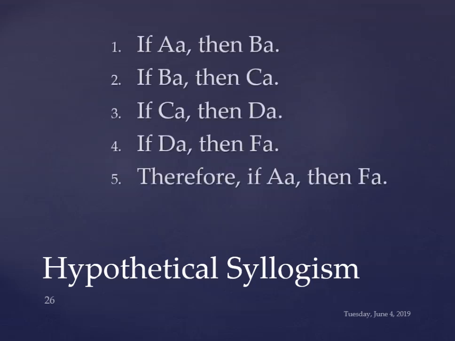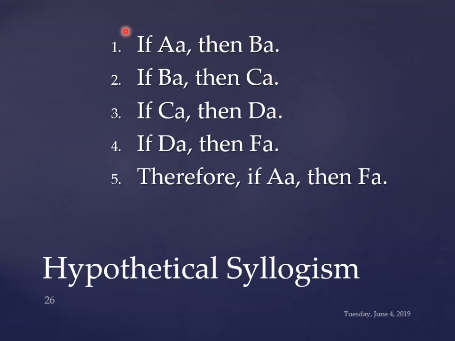It basically has this pattern. Now, it doesn't have to have this many premises, but the basic idea is you go, okay, if A, then B; if B, then C; if C, then D; if D, then F. Therefore, if A, then F. It's kind of this baby step style argument.